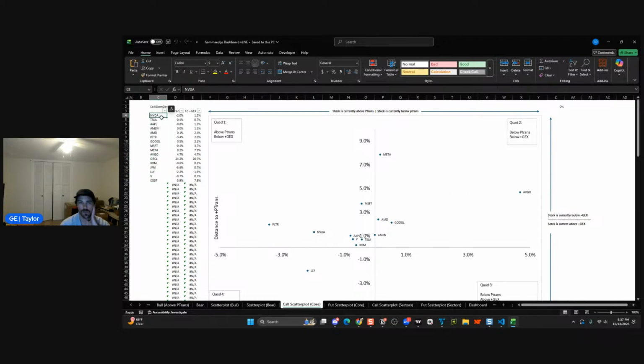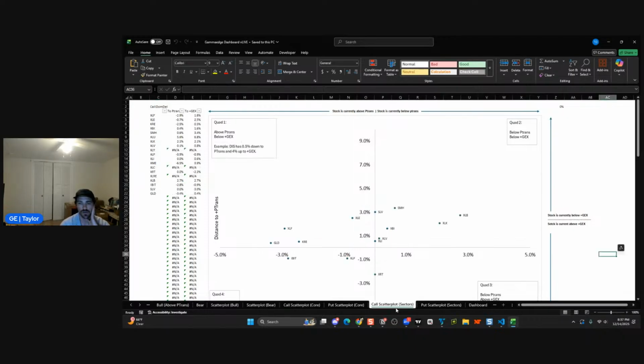which is mostly the Mag 7 plus some other large stocks of other sector components like JPM, Lilly, XOM, Visa, Costco, all that good stuff. And again, we can just get a quick understanding of where those stocks are. A lot of them are not even above P-Trans, or they could be above P-Trans but not much of a distance to plus GEX, so not super constructive there.